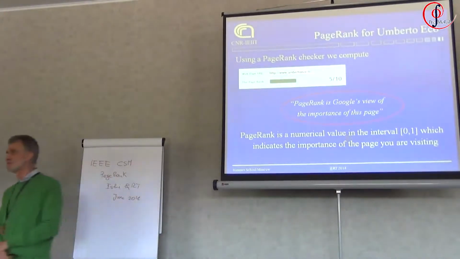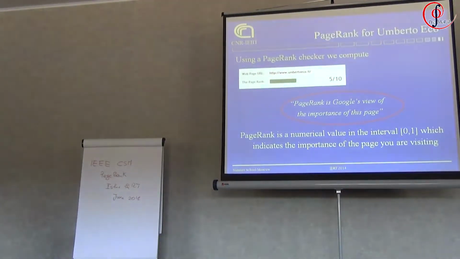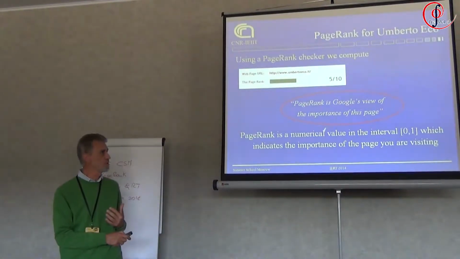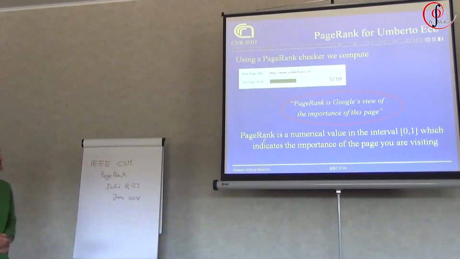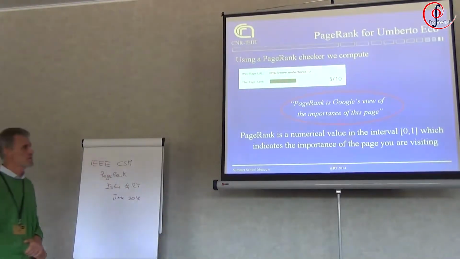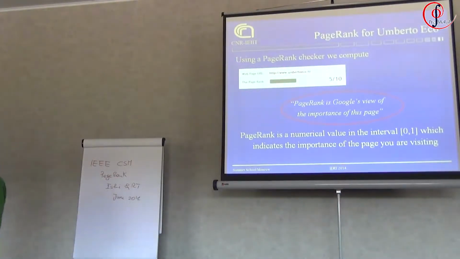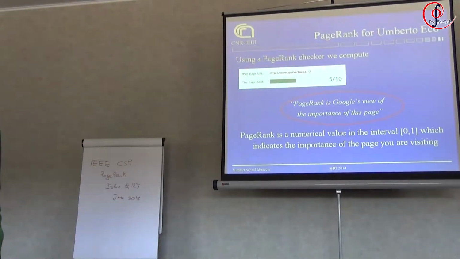Anyway, PageRank, this is the definition of Google. PageRank is Google's view of the importance of the page. So if, for example, you go to some website, for example, the White House website, then you get 10 out of 10. It means that from Google's viewpoint, the web page that you're visiting is very important. So PageRank is a numerical value in the interval 0 to 1, which indicates the importance of the page that you're visiting. And this is actually used for facilitating the web search.